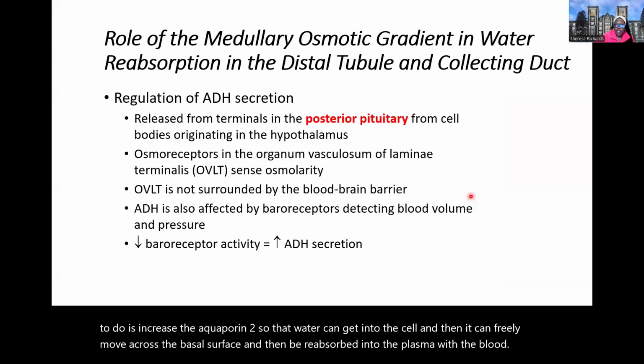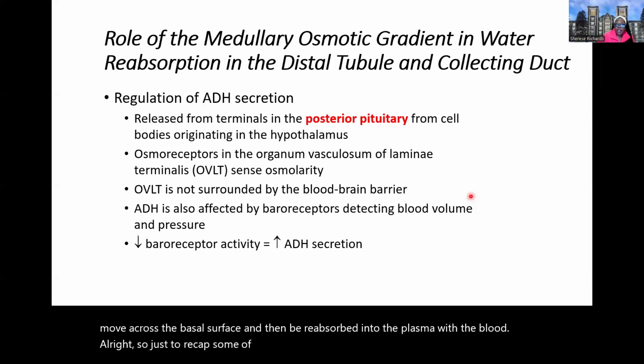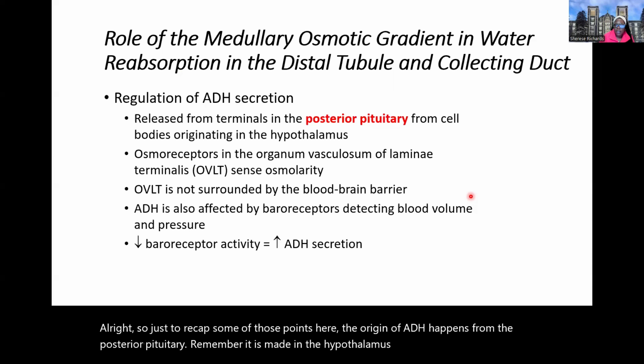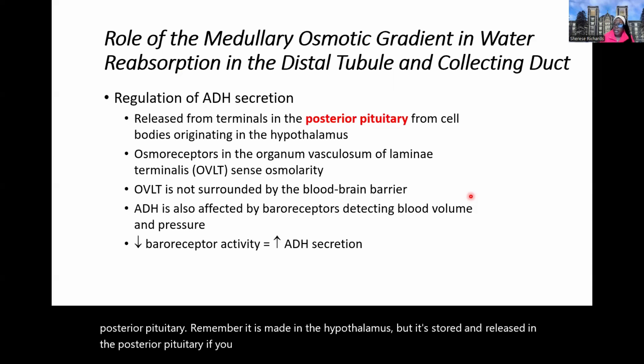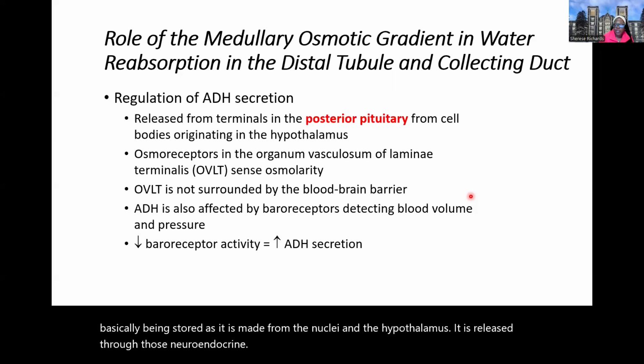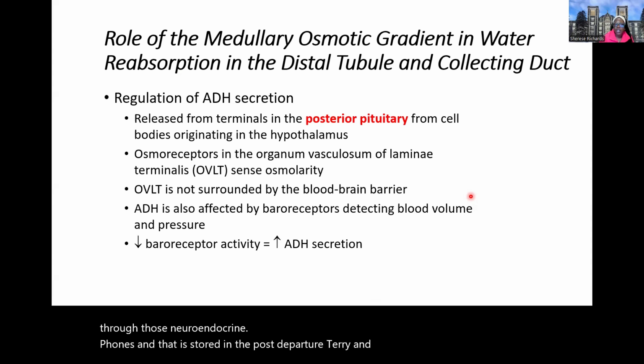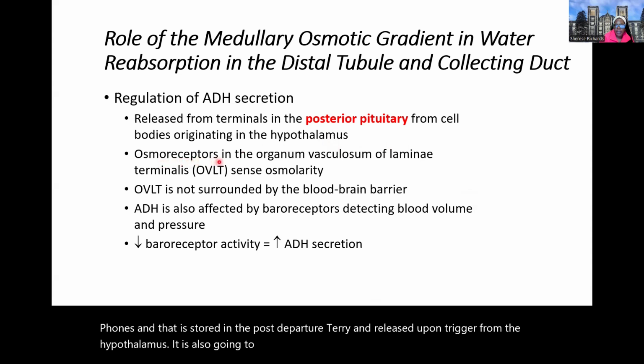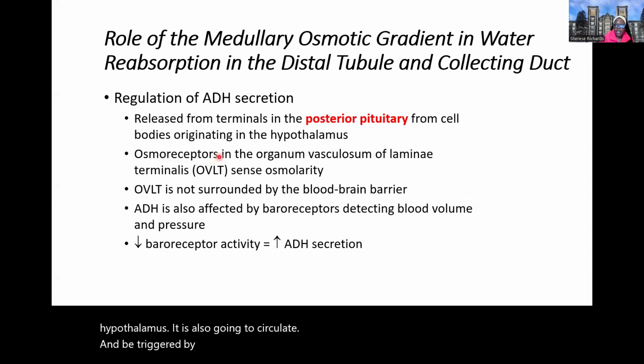All right. So just to recap some of those points here, the origin of ADH happens from the posterior pituitary. Remember, it is made in the hypothalamus, but is stored and released in the posterior pituitary. If you think back to some of our endocrine lectures last semester, it is basically being stored as it is made from the nuclei in the hypothalamus. It is released through those neuroendocrine hormones and then is stored in the posterior pituitary and released upon trigger from the hypothalamus. It is also going to circulate and be triggered by osmoreceptors in the brain.